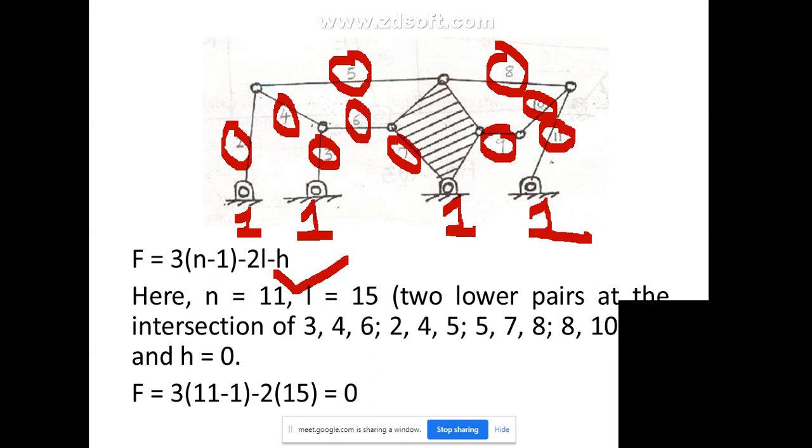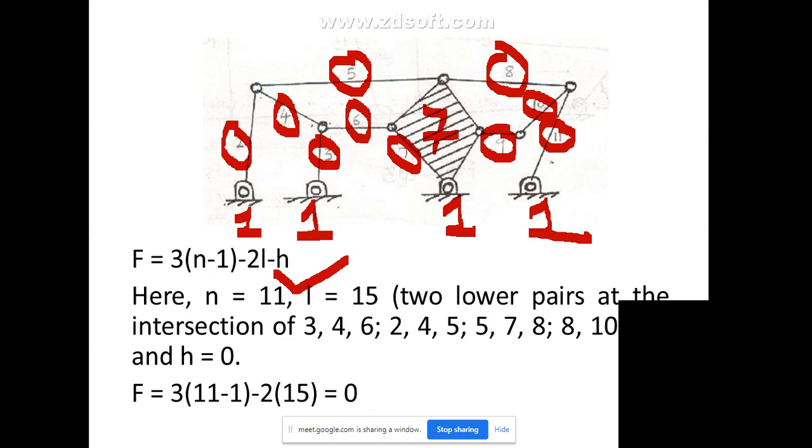Okay. So this is a quaternary link. This one is taken as number 7. Don't get confused, this is again a quaternary link. This is considered as entirely one link.